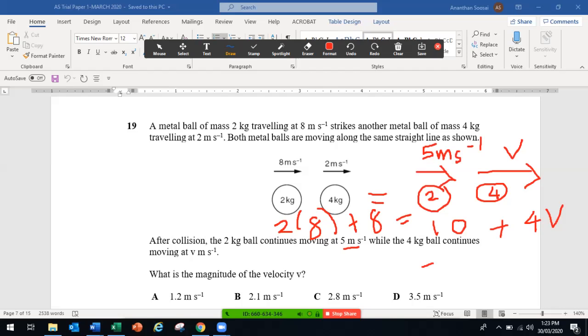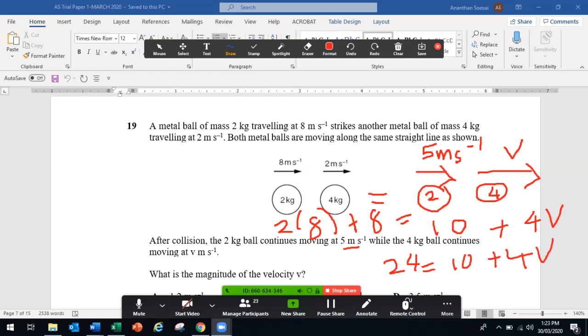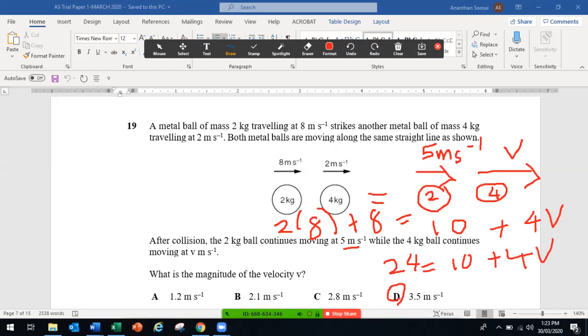What's the answer you get? You get 3.5. If you take this as negative 10, you get plus 30 divided by 4. How much? 34 divided by 4. If it moves to the left, 34 divided by 4, what do you get? 8.5.